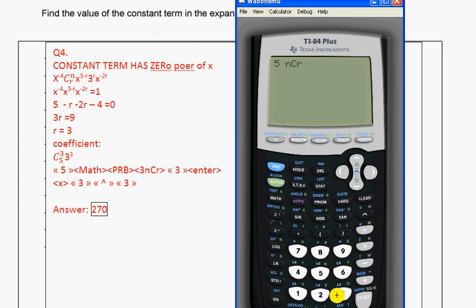Now I should multiply the answer. I just multiply and it writes itself, answer times 3 raised to the power of 3, and I get 270. So this is the answer. Finished with this question. Let's go further.